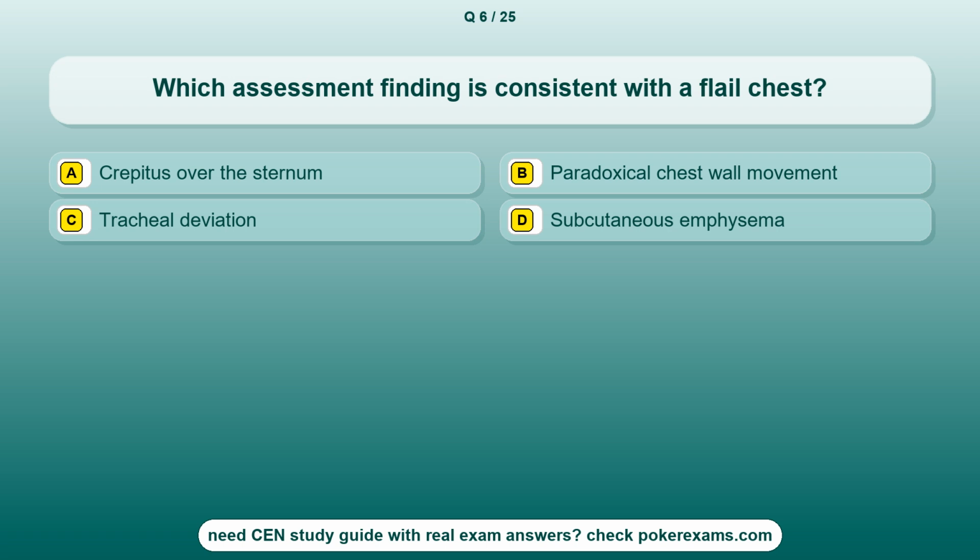Question 6. Which assessment finding is consistent with a flail chest? Option A. Crepitus over the sternum. Option B. Paradoxical chest wall movement. Option C. Tracheal deviation. Option D. Subcutaneous emphysema.